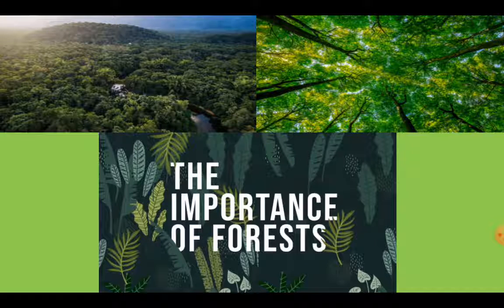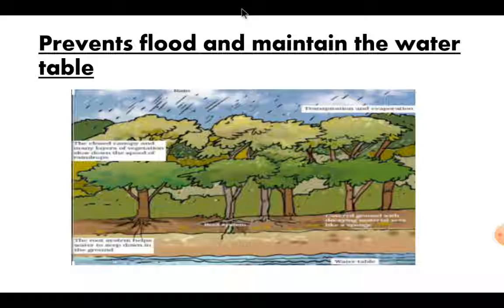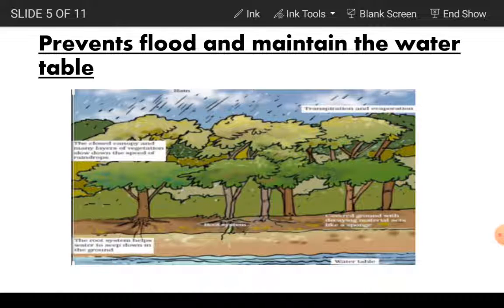Let's see about the importance of forest, our main topic, that why forests are important to us. All right. Prevents flood and maintain the water table. So how does it prevent the flood and also maintain the water table? कैसे वो maintain करते हैं water table and prevents the flood? So what happens when rainwater falls on the leaves? Like rainwater is coming, all right. When it falls on the leaves and plants, it drips slowly onto the forest floor.